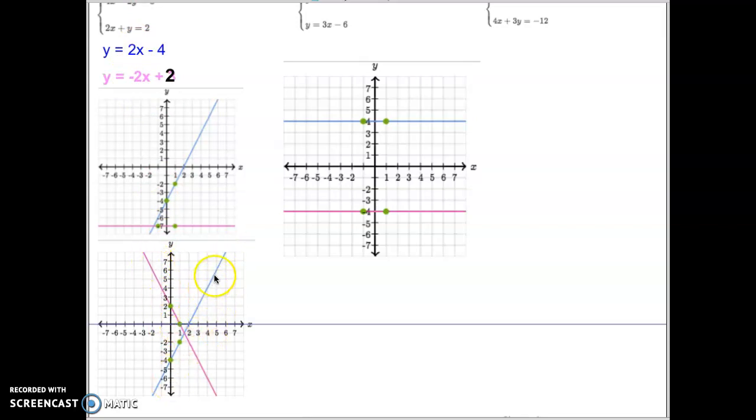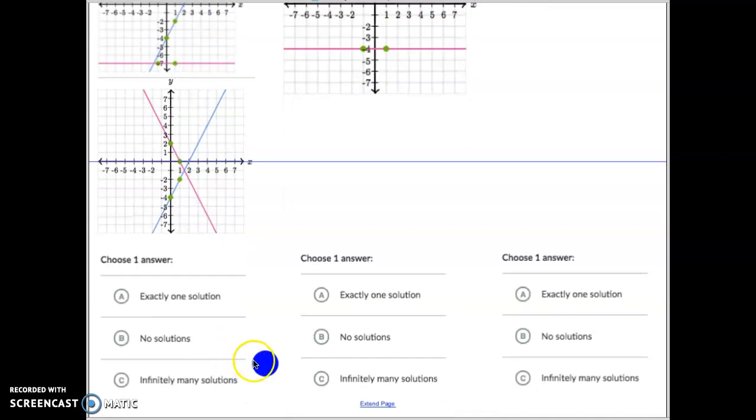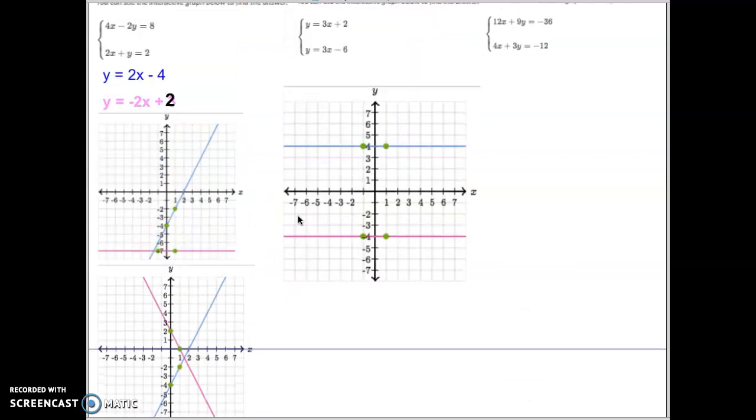Now the question is, how many times do these lines cross each other? If you said, I only see them crossing one time, you'd be correct. So this is an example of exactly one solution. The two lines cross one time, okay? So that's how you do that.